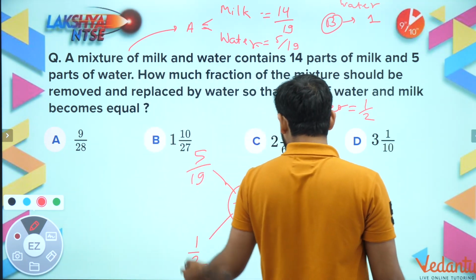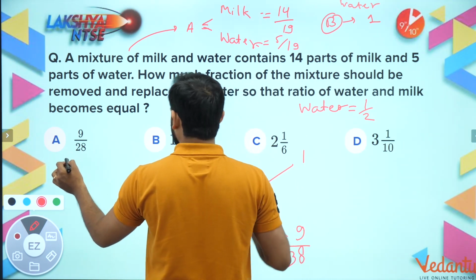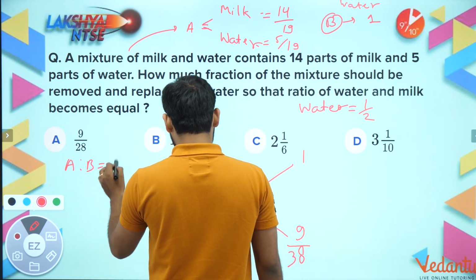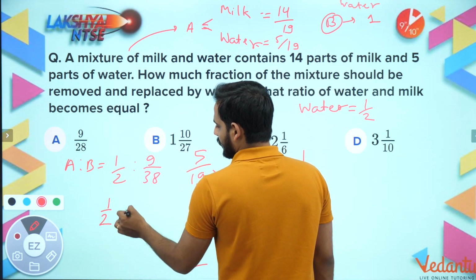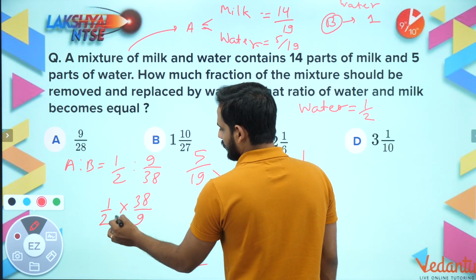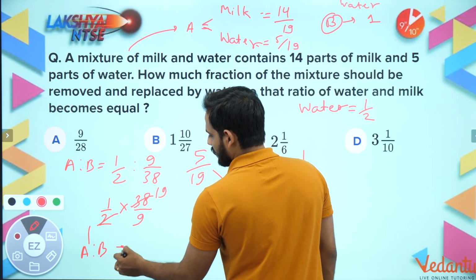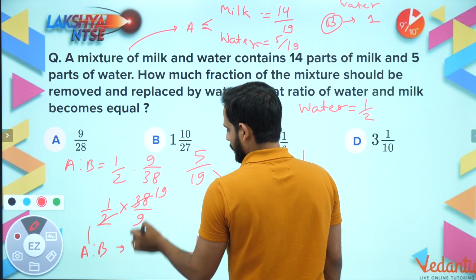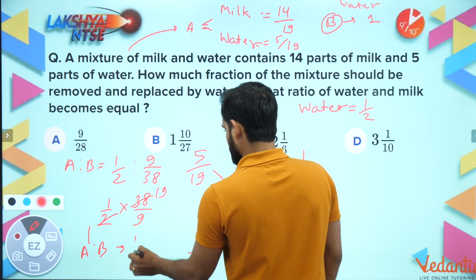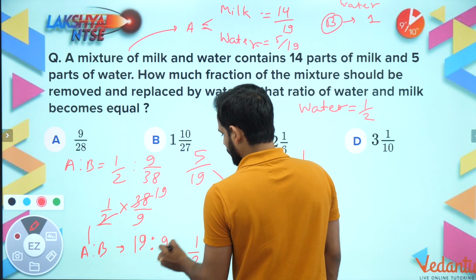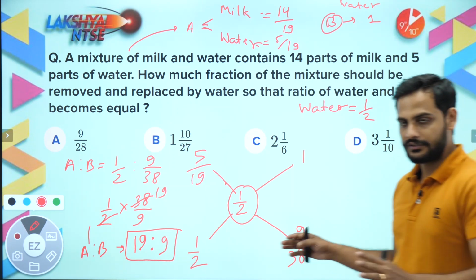So what you are getting? 1/2 upon 9/38. So simplify this. So you got to know that the mixing should be 1/2 to 9/38. So it will become 1/2 into 38/9. So A to B you are getting as 19 is to 9. 19 is to 9 is the ratio in which they should be mixed.